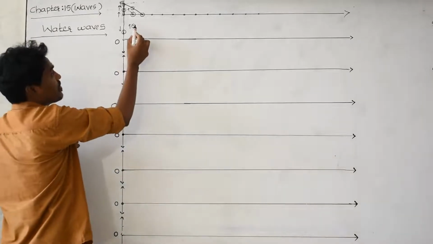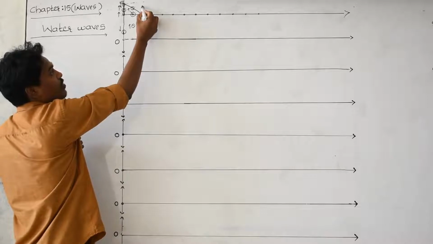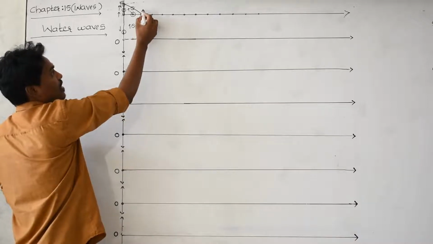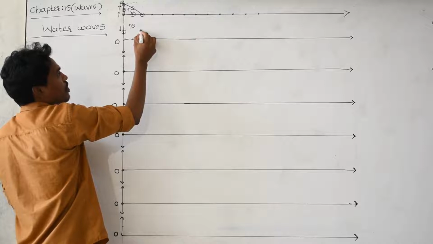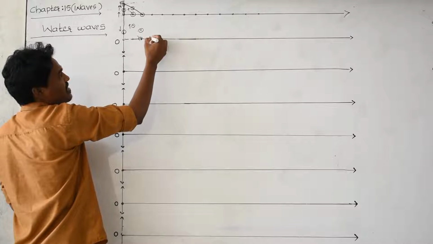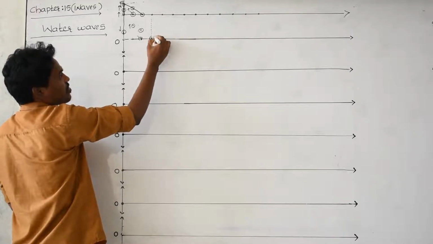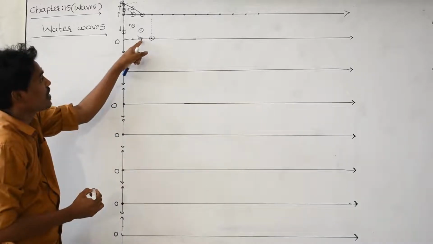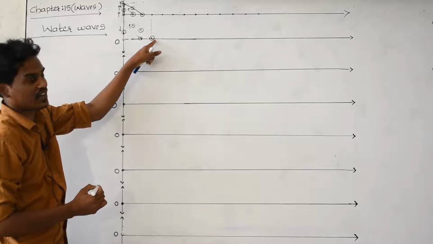And by the time the disturbance created by the second particle has reached the third, and it is moving to this point. This particle is moving to this point, I am showing here. This is moving to this point. And what about this particle? This particle is still at rest, because the disturbance from the third particle has not reached the fourth one. That's why it is still at rest.